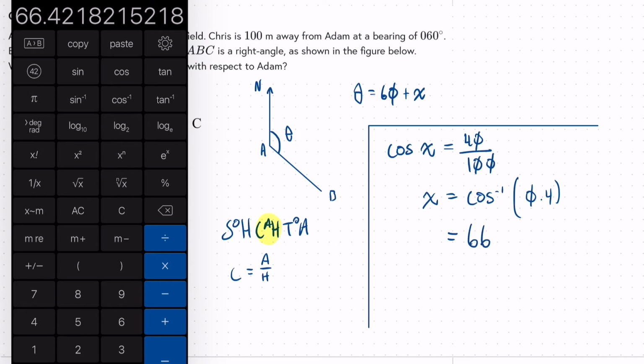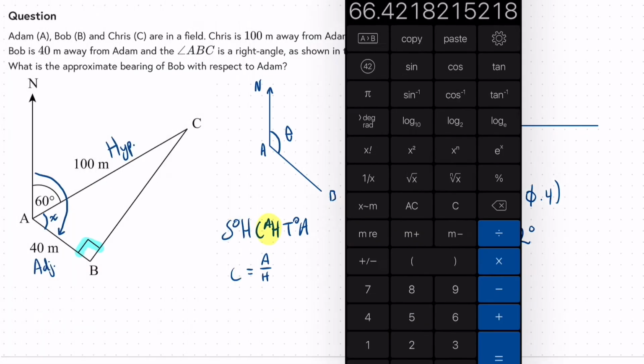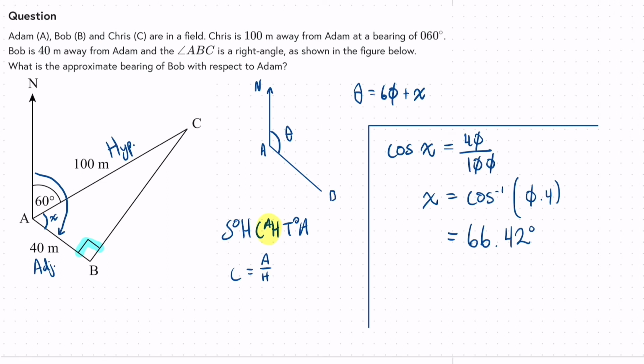x is equal to 66.42 degrees. And I'm going to add that to get theta. That's 60 plus 66.42, which is equal to 126.42 degrees.